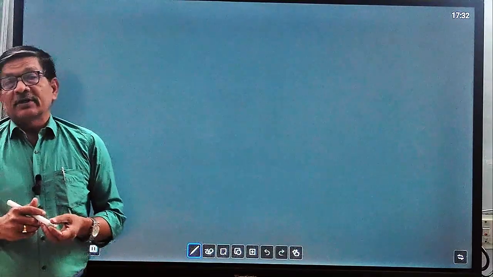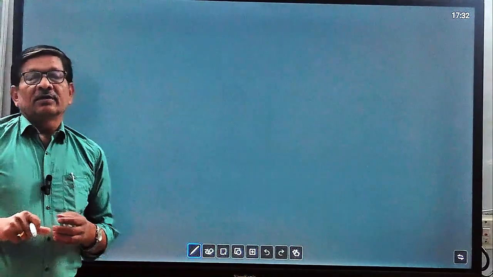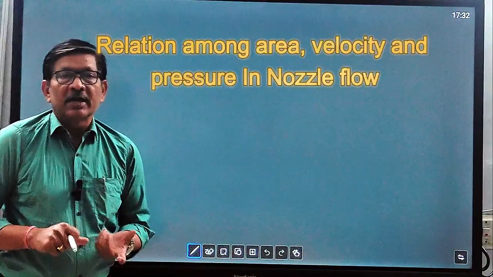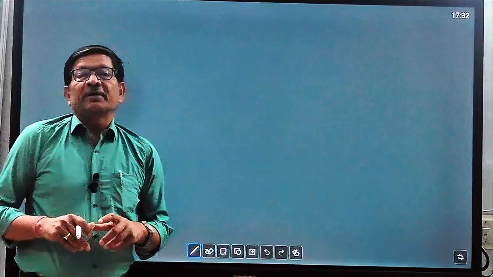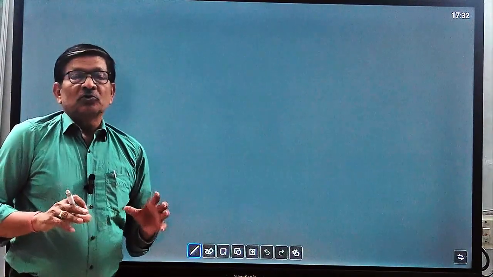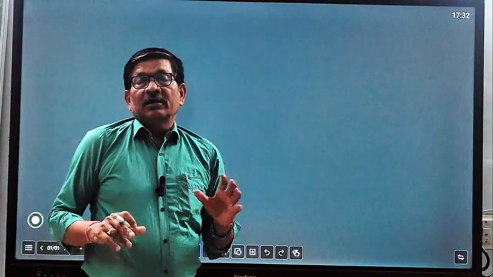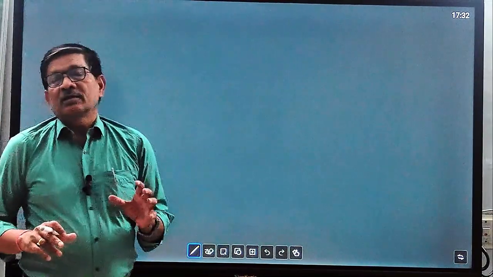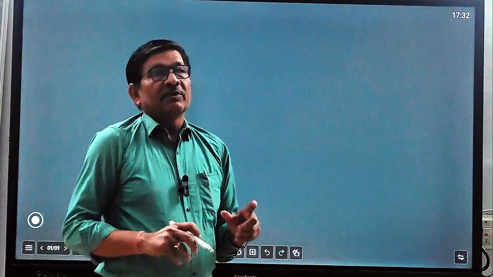Today we are going to derive a very important relationship between area, velocity, and specific volume, and pressure, during flow through a nozzle. When steam flows through a nozzle, what is the relation between pressure, velocity, and even Mach number? You will see that in that equation the Mach number will also appear.